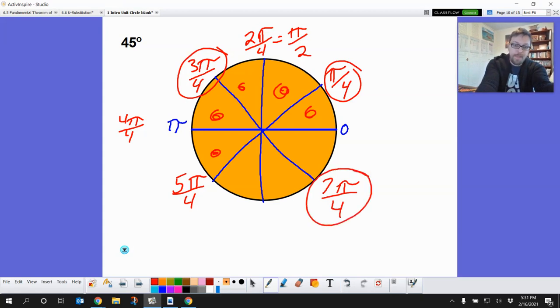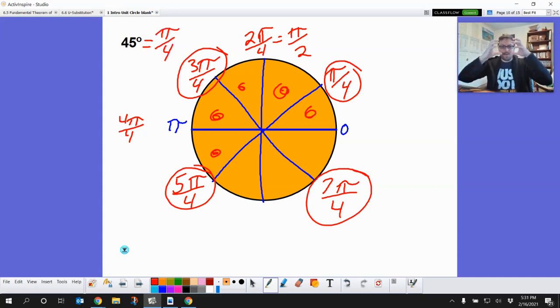Look at this nice pattern that's happening with the 45 degrees, which are pi over 4. All the ones that are not included in other families are all like a pi over 4. And it's not like I skipped any. I went all the way around. It's not like I was like, well, I don't really want that one, but I've got pi over 4, 3 pi over 4, 5 pi over 4, and 7 pi over 4.